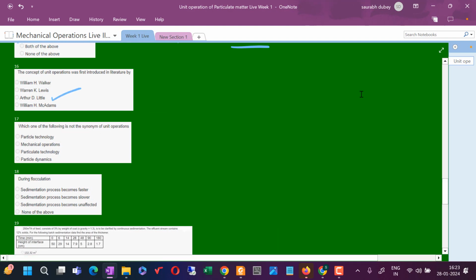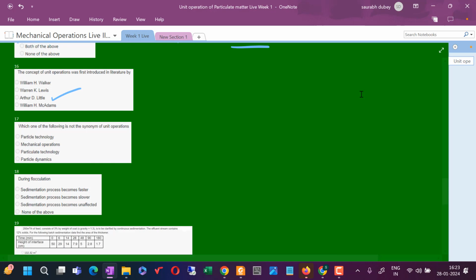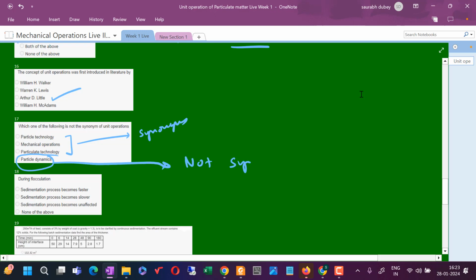Which one of the following is not a synonym of unit operation? Unit operations are called mechanical operation, particulate technology, particle dynamics, and particulate technology. These are synonyms. Particle dynamics belongs to fluid dynamics, so it is not a synonym. So this is the answer.